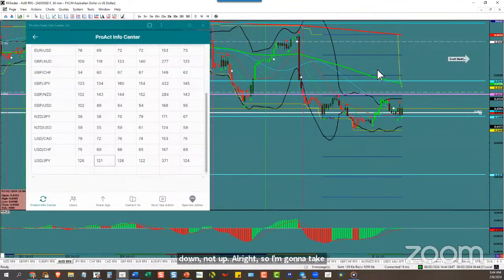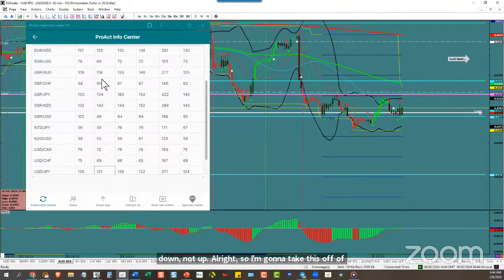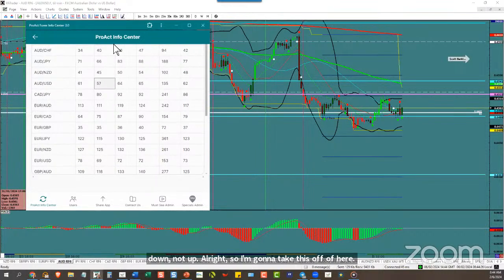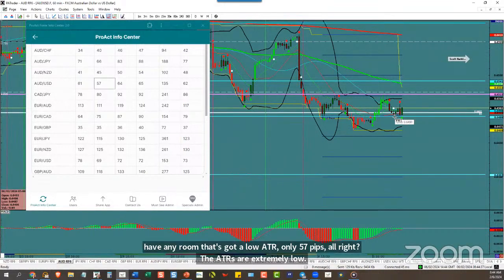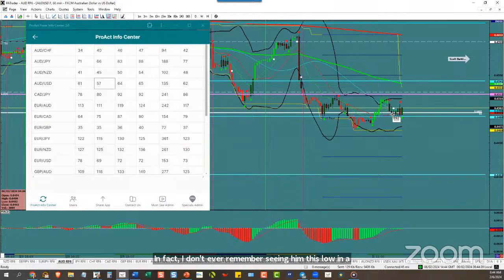All right. And we'll find the target on Aussie dollar and see if we have any room left. We've got a low ATR, only 57 pips. All right. The ATRs are extremely low. In fact, I don't ever remember seeing them this low in the winter, ever. And I've been trading 23 years. So don't even know why this is happening, and neither does anybody else.